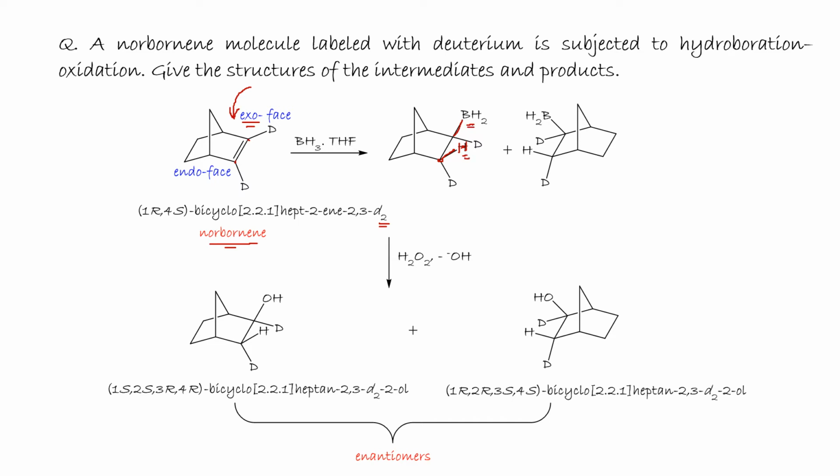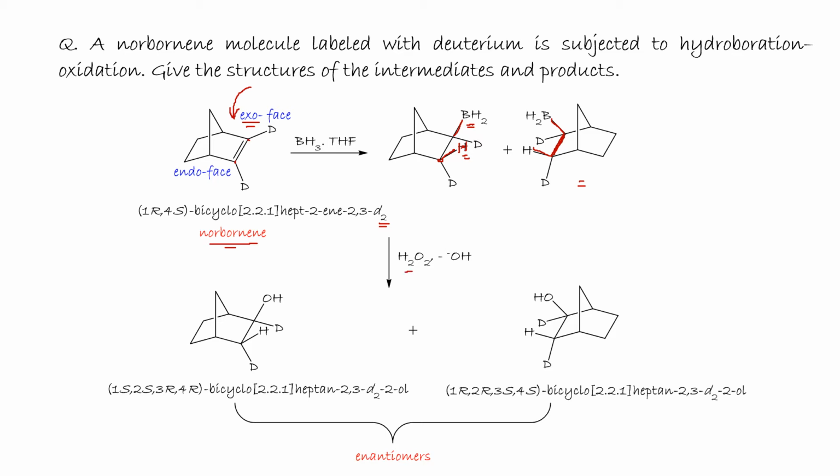We get that, and we get the mirror image of it. You can take this molecule and rotate it 180 degrees. You see the double bond in this area, and then add H and BH2 from the exo face, not the endo face, from the exo face, and they are mirror images.